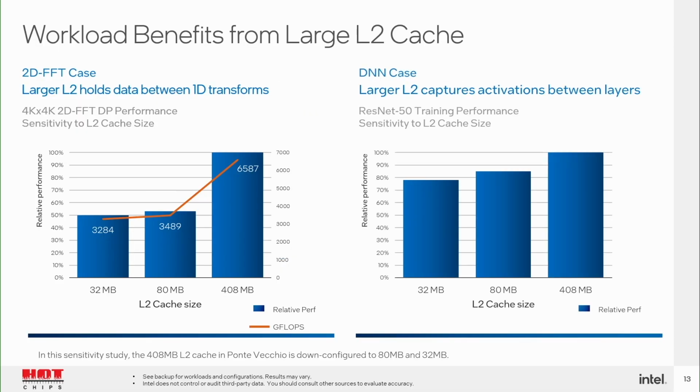And here's the application level. For example, for the DNN case here, for ResNet-50 training, we compare the sensitivity of application throughput to the different sizes of cache. You can see that the difference is more than 20% at the end-to-end application level.